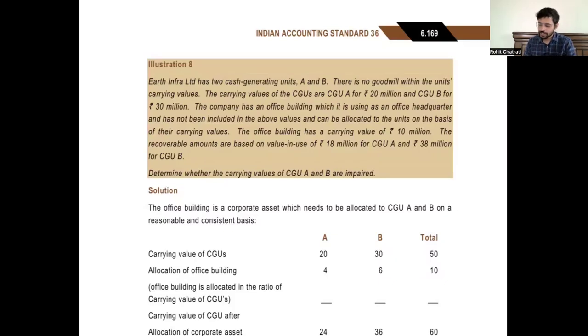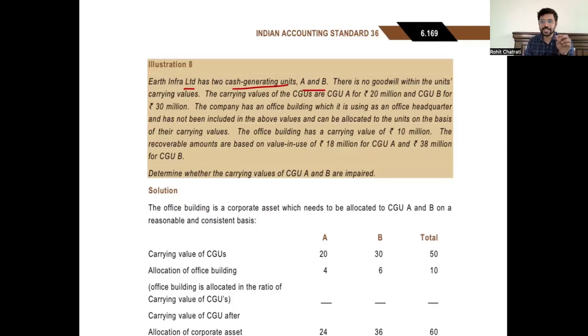Let's now move on to illustration 8, where we're going to touch upon the topic of cash generating unit. Earth Infra Limited has two cash generating units, A and B. What are cash generating units?